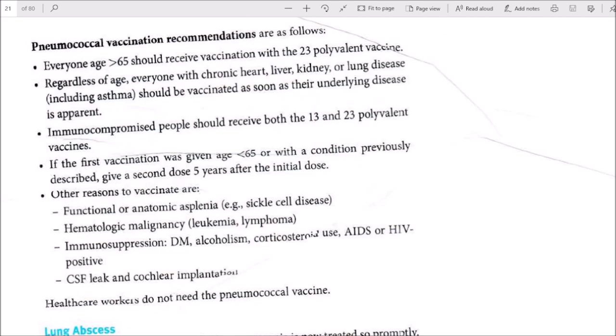Other reasons to vaccinate are functional or anatomic asplenia, sickle cell disease, hematologic malignancy, leukemia, lymphoma, immunosuppression, diabetes mellitus, alcoholism, corticosteroid use, AIDS or HIV positive, CSF leak, and cochlear implantation. Healthcare workers do not need the pneumococcal vaccine.